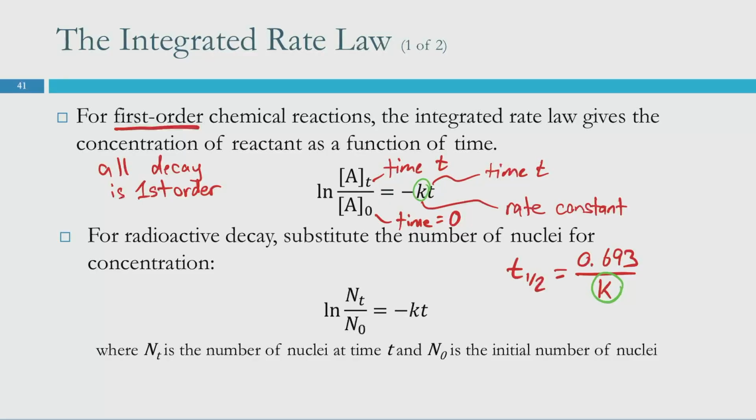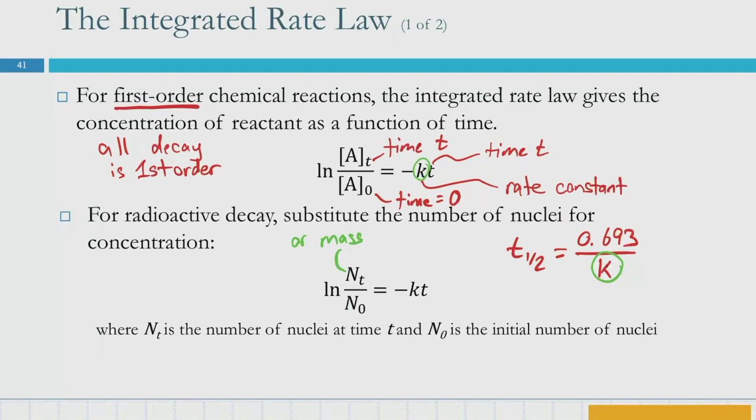So they're related. For radioactive decay, you can substitute in concentration or substitute concentration in nuclei. You can also use mass for those N's instead. These are all things that are proportional to each other. Mass, concentration, number of nuclei. They're all related. They would have the same conversion factor to switch between them. You'd apply it to the top and the bottom, and so they would cancel out. So you can use any of those three.